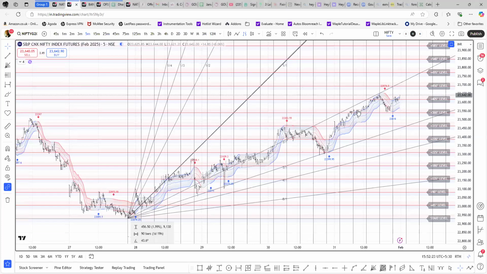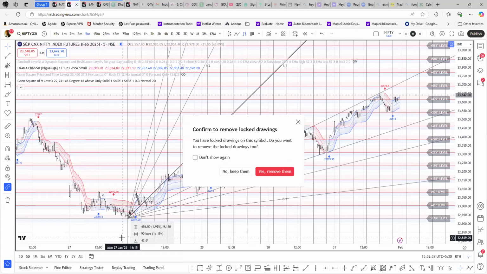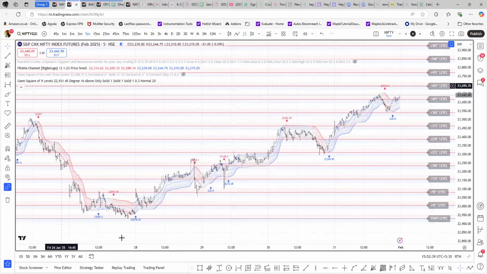This is a 5-minute chart of Nifty index futures, February. And I want to show you how you can create this chart. So what I'm going to do is delete everything from my charts. I'm going to remove all the drawings. I'm even going to remove the indicators, right?